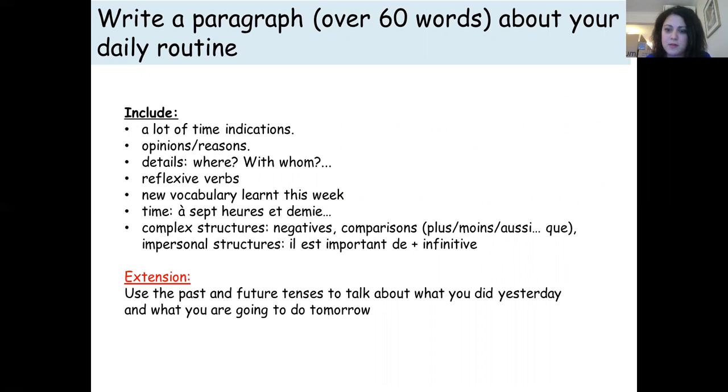Use the comparisons that we saw not long ago. It was plus, moins, aussi, which is more, less, as, than. You need the adjective in the middle before que. In personal structures, it is important to, il est important de, followed by an infinitive. Okay. As an extension, try and use the past and the future tenses to talk about what you did yesterday and what you're going to do tomorrow. So, paragraph over 60 words on your daily routine. Okay.